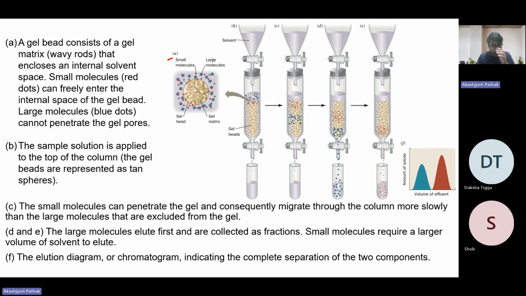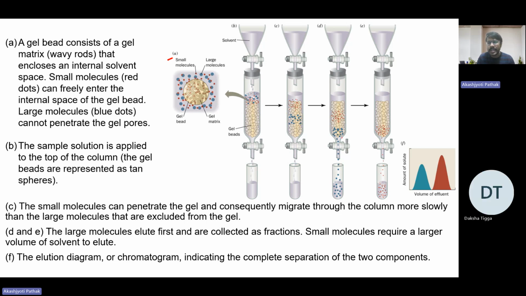When you are passing the mobile phase, your solvent, what is happening? The ones which have larger sizes, these blue colored molecules, are getting eluted faster because they are not entering the pores present in the gel bead. But the ones which have a smaller size are traversing the entire length of the pores in this gel bead, and hence they are getting eluted later. So this is how the chromatographic profile would look.